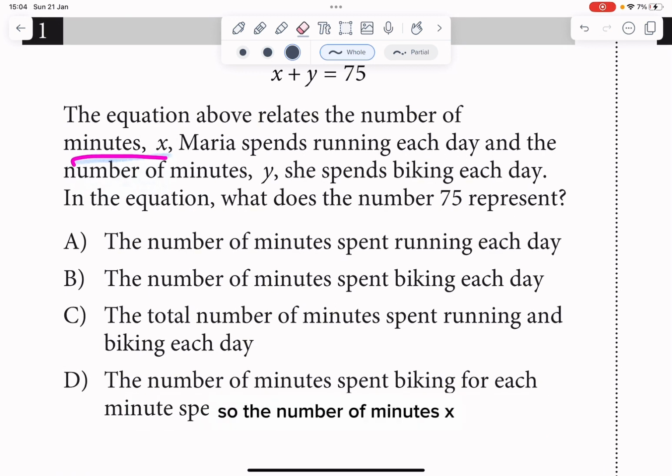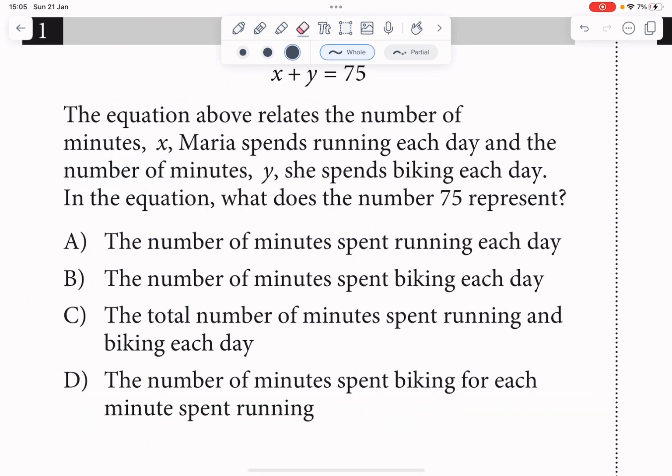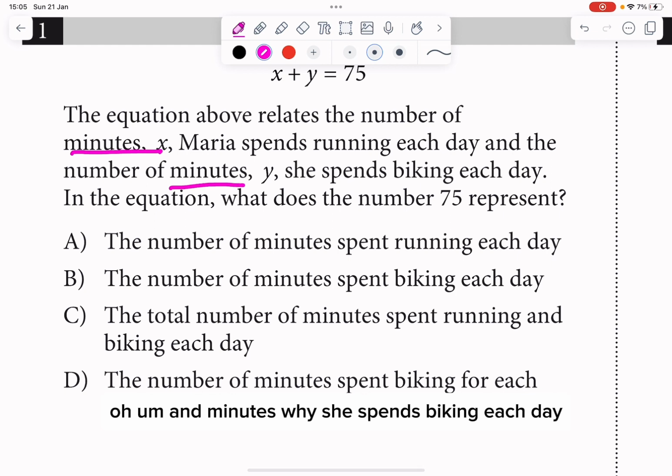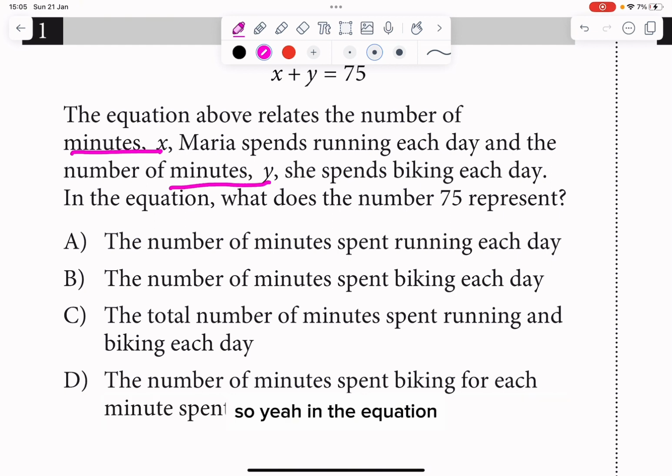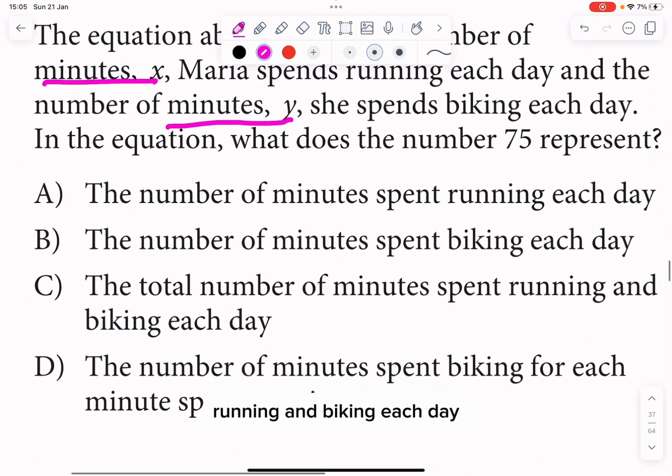But let's see. So the number of minutes x Maria spends running each day, and the number of minutes y she spends biking each day. So in the equation, what does the number 75 represent? Remember that x is the number of minutes spent running each day, and y is the number of minutes spent biking each day. So it means that x plus y equal to 75 is the total number of minutes Maria spent both running and biking each day.